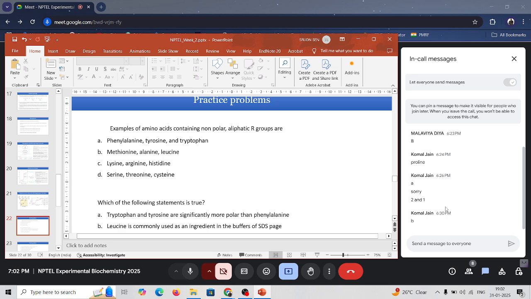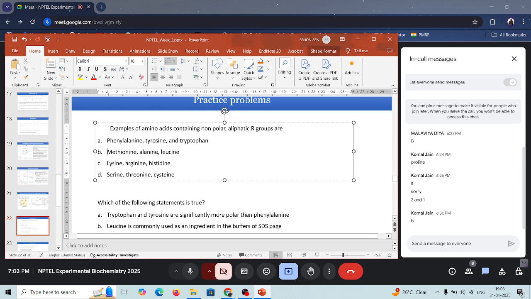So what are the options over here? You have phenylalanine, tyrosine, and tryptophan. One of them contains a polar group, so that is not correct. You have methionine, alanine, and leucine. All three are aliphatic as well as non-polar, so that is the correct option. You have lysine, arginine, histidine, that is not correct. You have serine, threonine, and cysteine, that is also incorrect. So B will be the correct option.